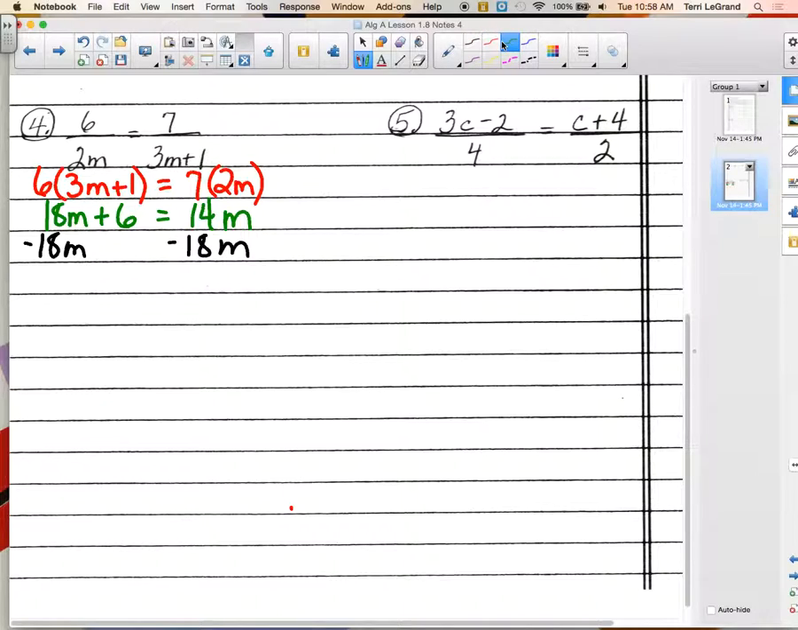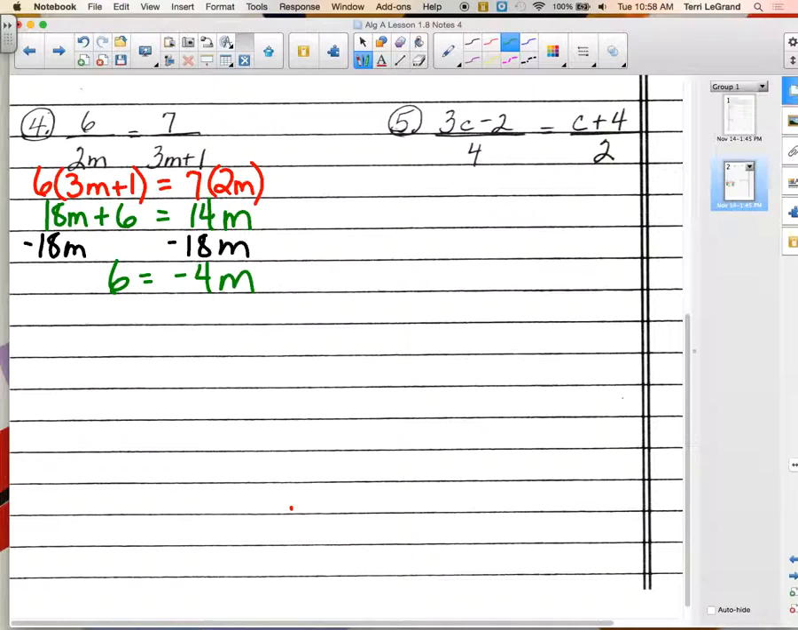So what's going to happen with some of them today is, after you do your cross products property, you're going to end up with variables on both sides, and we have to remember, how do we solve equations when there are variables on both sides? So what does the equation read now after I subtract 18m from both sides? 6 equals negative 4m. Okay.